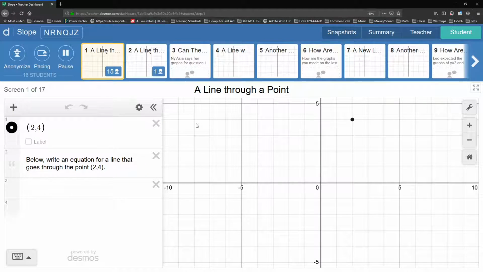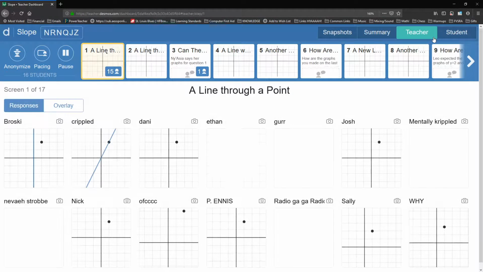Here's another line that goes through it. Here's another line that goes through it. You have lots of options. Write an equation that goes through there. Let's see some of the examples. Don't move on, stay with me. We got people on slide 3. Go back, I was on slide 1. Does it go through (2, 4), correct?